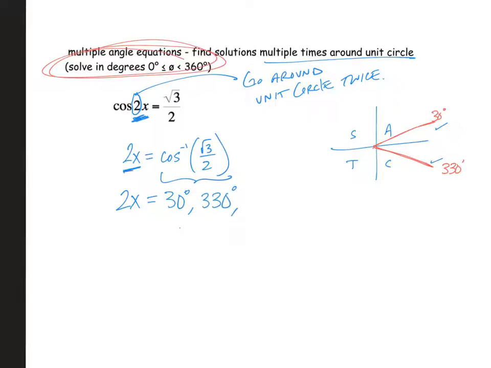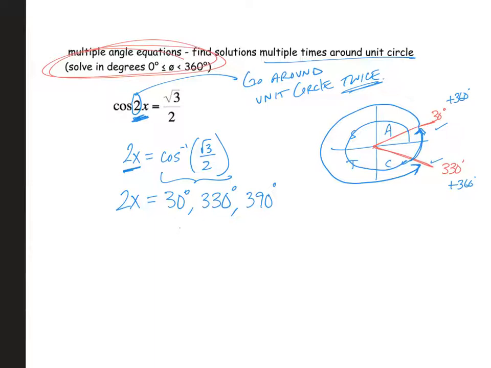So I'm just kind of going to list out all the solutions. Now what I need to do is go 2 times around. So I already went to 30. I already went to 330. Now I need to go again. So I can add 360 to get my next angle. So that would be 390. And then I can keep going until I get here again. So again, it's adding 360 degrees. It's just like a coterminal angle.